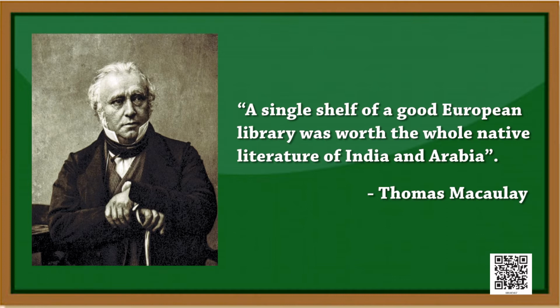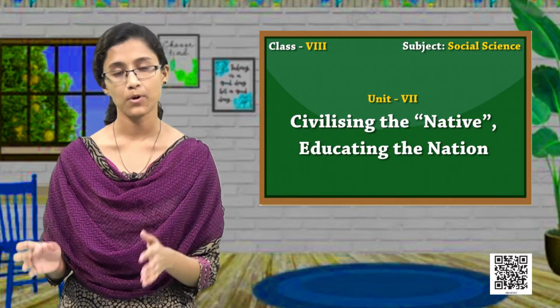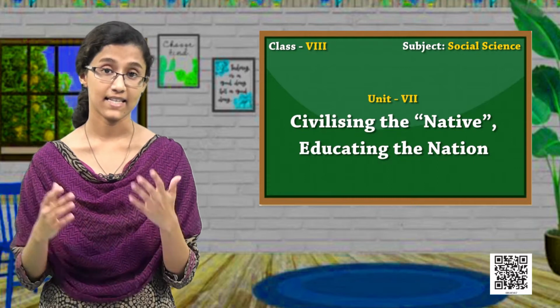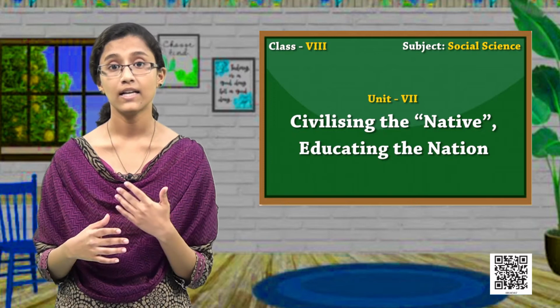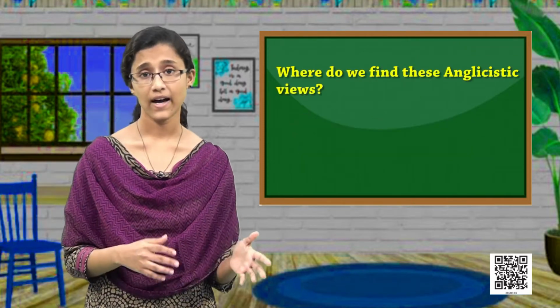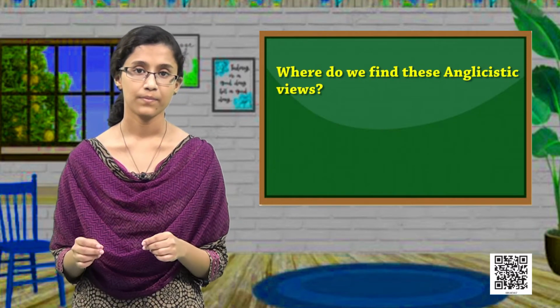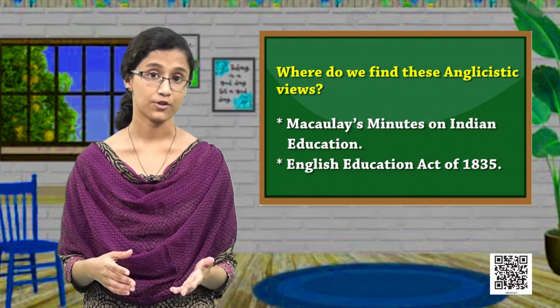Defending this view, Thomas Macaulay says that a single shelf of a good European library was worth the whole native literature of India and Arabia. They wanted the government to stop promoting Indian knowledge and instead promote Western education. They hoped that this would create British tastes among the natives. Where do we find these Anglicistic views? We can find them in Thomas Macaulay's Minutes on Indian Education.